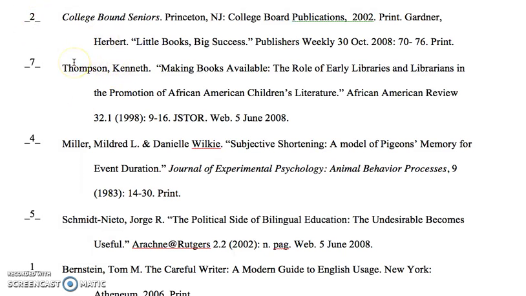Now, once you've done this, please grab the internal citations practice sheet, and you and your partner can complete that and then check your work.